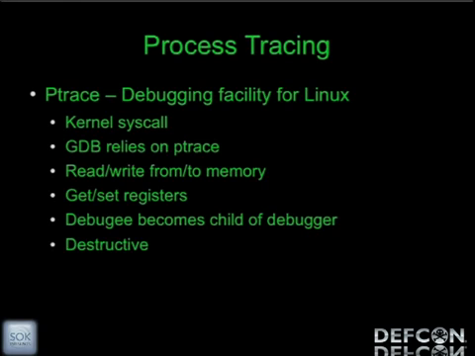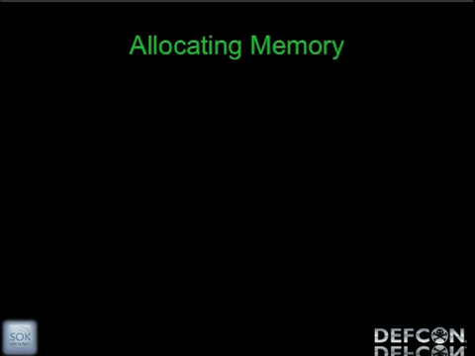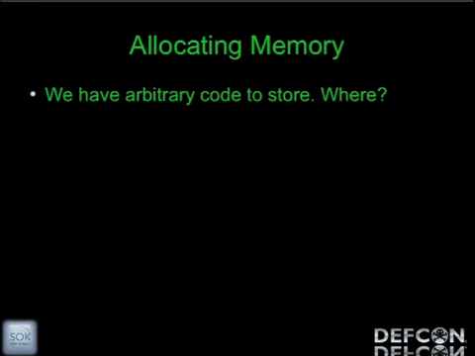ptrace is destructive. You can do a lot of things with ptrace that it really wasn't meant to do. In fact, I think the original ptrace engineer was likely evil. He knew it could be abused. He probably even created some backdoors on the systems. So we know we have some arbitrary code that we need to store. We can't store it in the stack. We can't store it in the heap. We can't store it where EIP points to. Where can we store it?